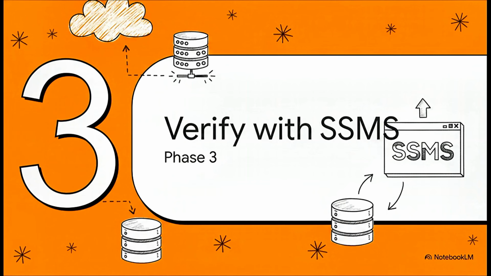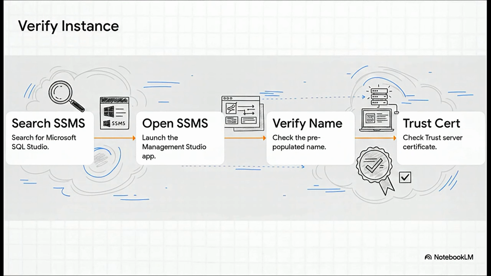Moving right along to Phase 3, verifying everything with SSMS. So the beauty of using that SQL Server developer image is that SSMS is already pre-installed for you. Once you remote in, just click the Windows Start button, search for SSMS, and launch it. The server name will be pre-populated. But, and listen up, because a lot of folks miss this, you absolutely have to remember to check the Trust Server Certificate box before you hit Connect. Since this is a fresh test environment using a self-signed cert, checking that box simply tells SSMS, hey, it's cool, let the connection through anyway.